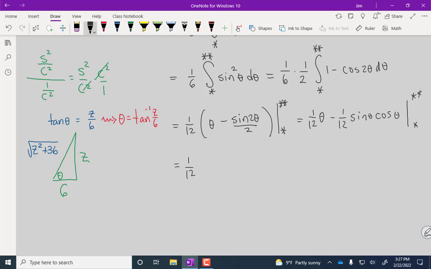We have 1/12 theta. Theta is arctan z over 6. Minus 1/12 sine of theta. We look at our triangle. Sine of theta is opposite over hypotenuse. So we're going to get z over square root z squared plus 36. Cosine of theta, come over to our triangle. Cosine is adjacent over hypotenuse. So that's going to be 6 divided by square root z squared plus 36.